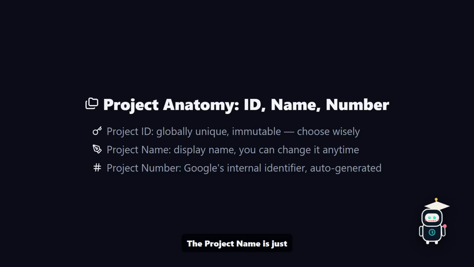The project name is just a display name. You can update it whenever you need. And the project number is Google's internal identifier used for tracking and billing. Tip: always include the environment right in the ID. Prod Analytics 01 saves you from accidentally running a test on live data.